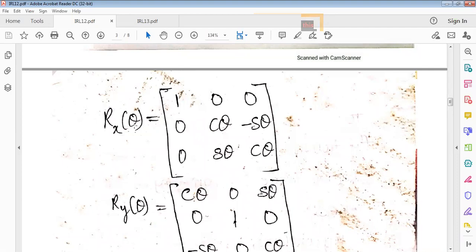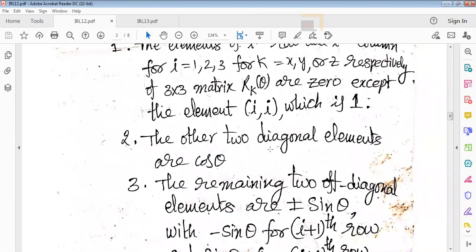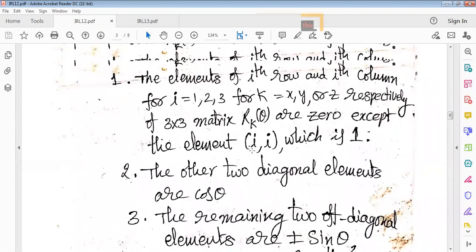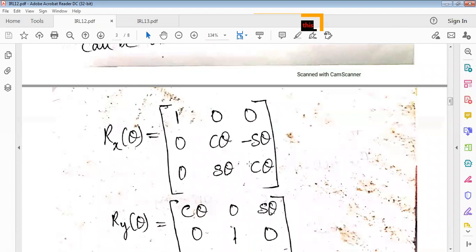Okay. Next, in the second step, the other two diagonal elements are cos theta. So in this matrix, one diagonal element is 1, and the other two diagonal elements are cos theta and cos theta. Next, in the third step, you write the other off-diagonal elements. So these two are off-diagonal elements, and they are sin theta.